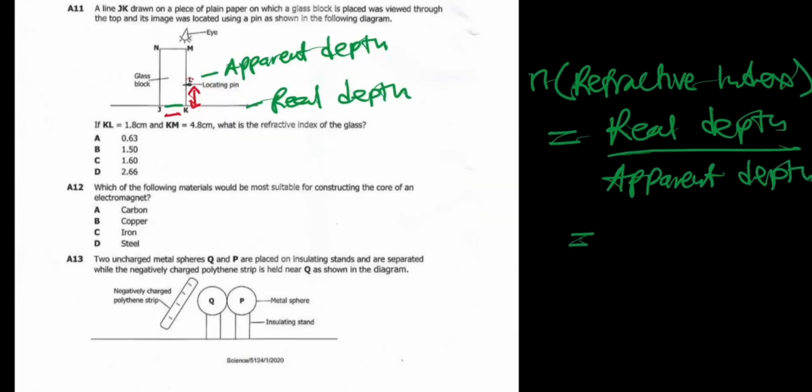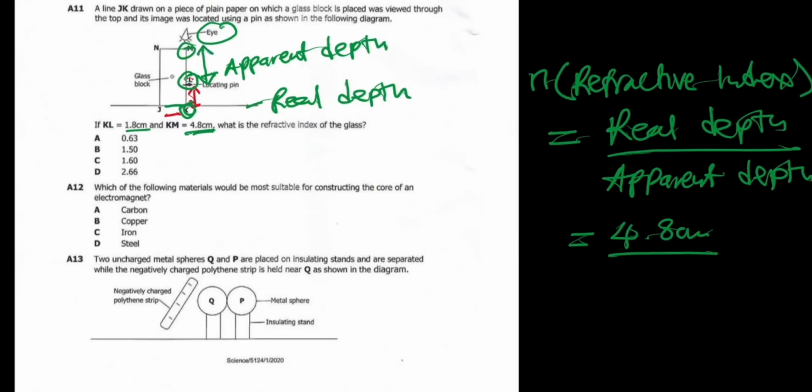So in this case, what is the real depth? Notice that the real depth is from K to M, which in this case is actually 4.8 centimeters. So 4.8 centimeters is our real depth, and the apparent depth is actually from K to L. In this case, it is 1.8 centimeters from 4.8 centimeters, because keep in mind the eye is at the top.